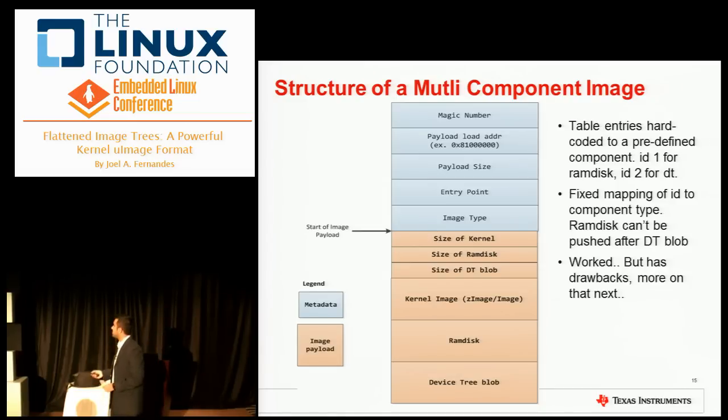I find this approach very ugly because, first of all, it's predefined all over in the code that the kernel has to be in this location, the RAM disk has to be the first thing here, and the device tree has to be here. It's not flexible. The code makes all sorts of assumptions that the kernel is at index one, and the code is really messy because of that, from what I observed. It's a fixed mapping of ID to component type, predefined, all that stuff. So it's kind of messy.